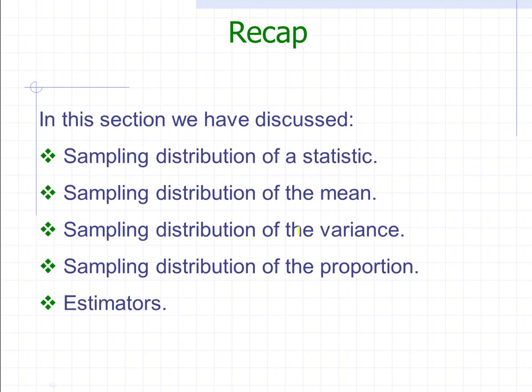We have talked about the sampling distribution of a statistic in general. We have talked about the sampling distribution of the mean, which will be normal, and the mean of the sampling distribution is a very good estimator of the population mean. We have looked at the sampling distribution of variance, where the mean of the sampling distribution of variance is a very good estimate of the population variance, and that will give us a skewed to the right distribution. And then we've talked about the sampling distribution of the proportion, which again, the mean of the sampling distribution of the proportion is the proportion of the population, and it is a normal curve. And then we talked about why these are good estimators.